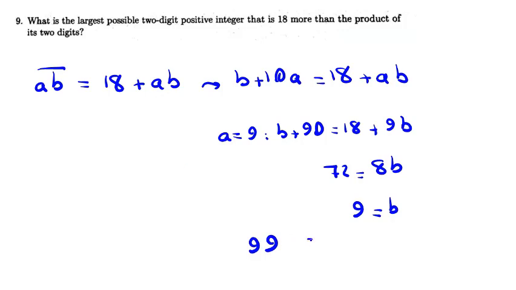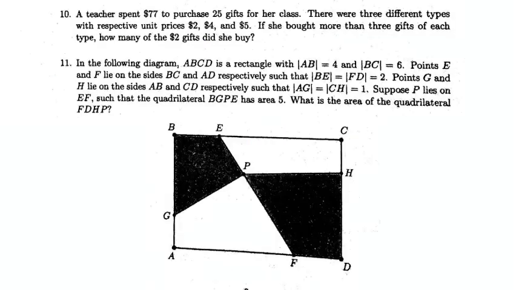And you can check 9 times 9, 81. It is exactly 18 more than this. So 99 satisfies the condition, and the problem says largest possible. So 99 is the greatest 2-digit positive integer. So the answer is equal to 99.